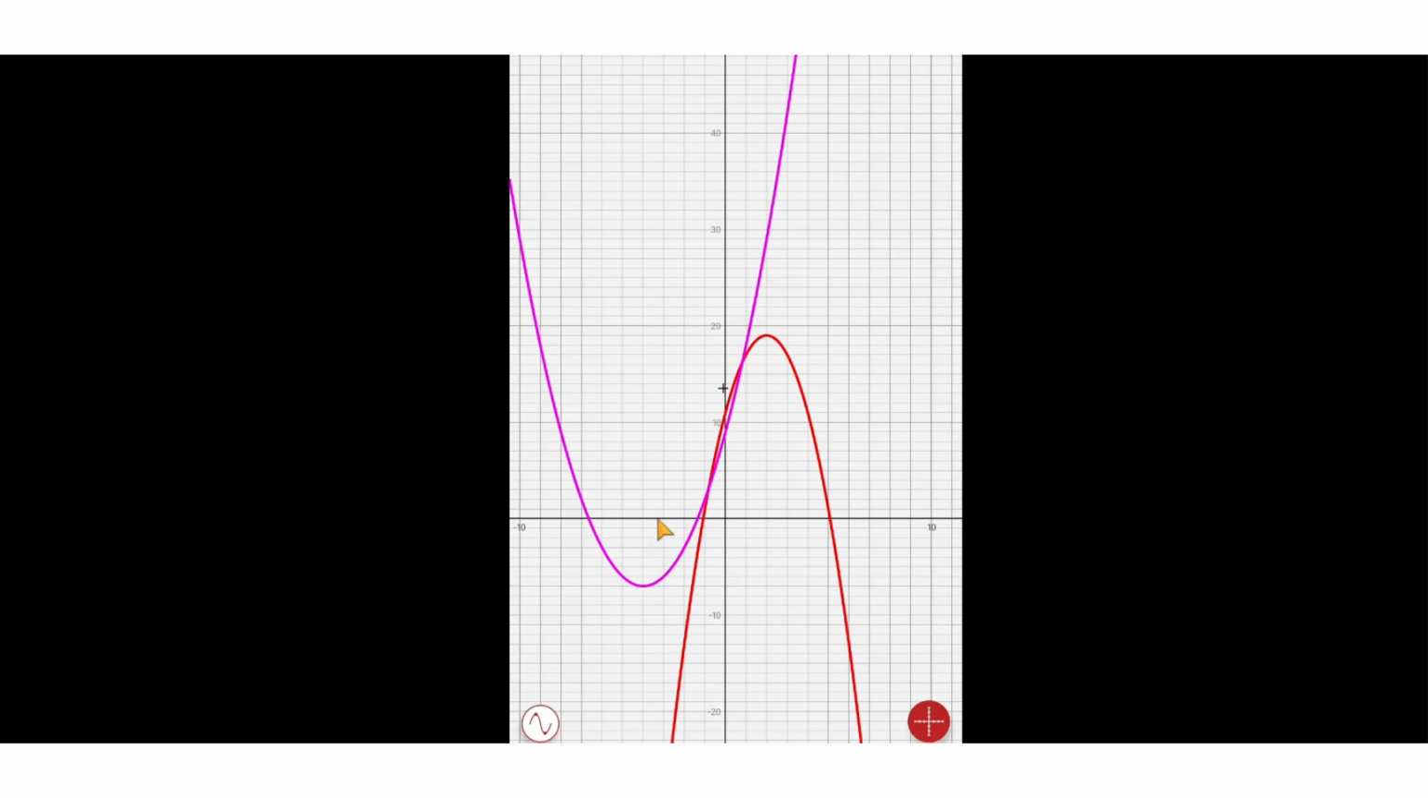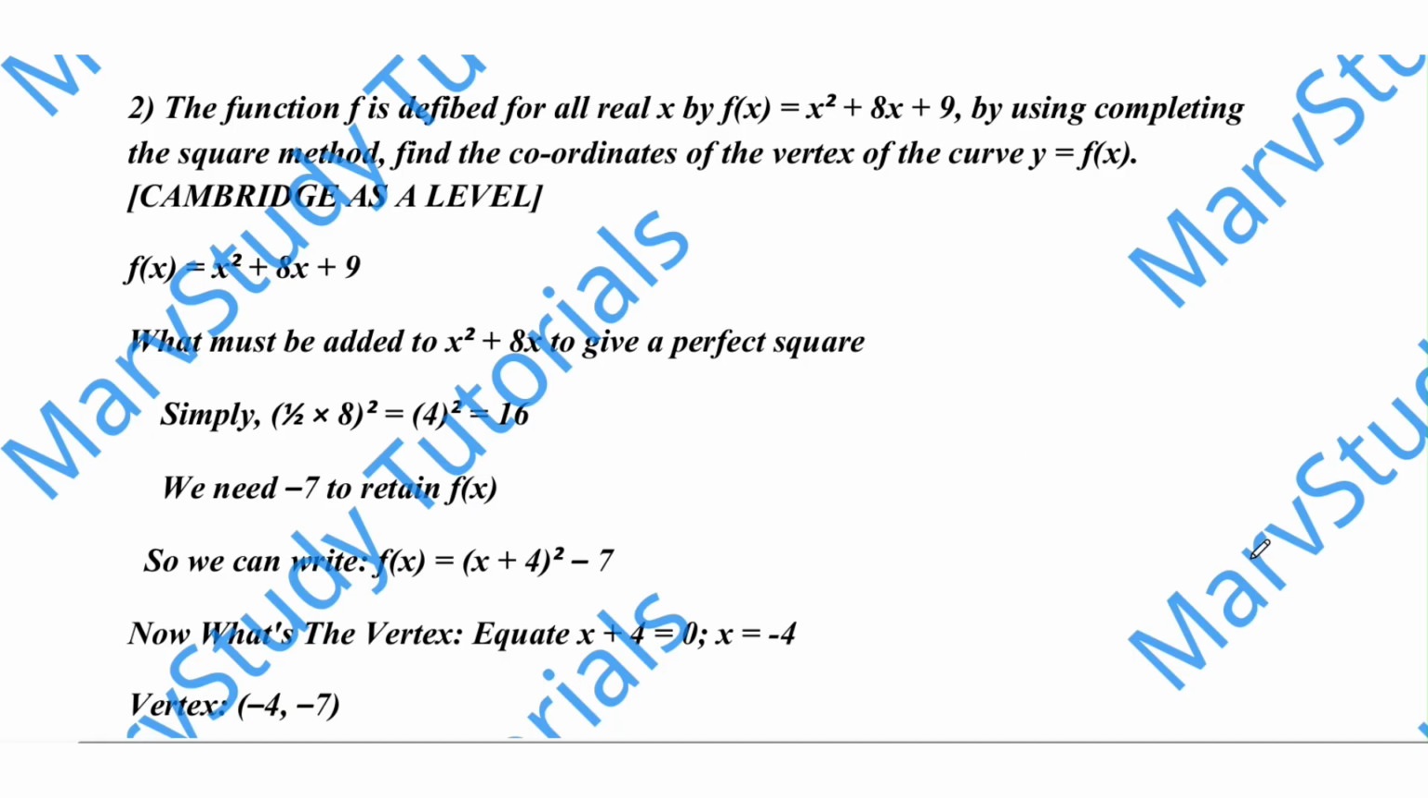If you look carefully at the screen, starting from the origin, this is 0, this is 1, this is 2, this is 3, and this is 4, right? This is negative 4, right? And remember we said the vertex was (negative 4, negative 7). Now, if we start from here to count, this is 0, this is 1, this is 2, this is 3, this is 4, this is 5, this is 6, and this is 7. Remember, this is a negative y-axis. This is a positive y-axis. So that's the vertex, (negative 4, negative 7). Quite easy. So let's continue.